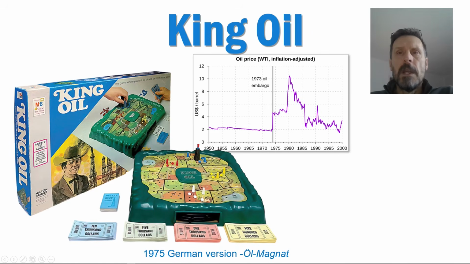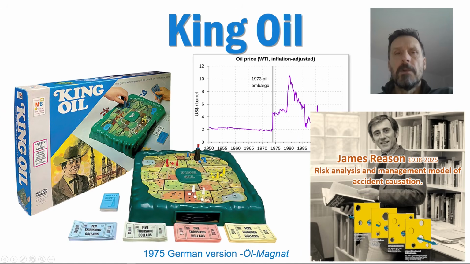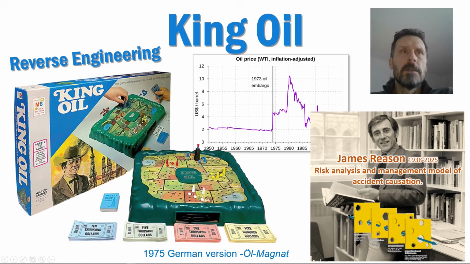On the surface, it's a game about buying land and drilling. The wildcatter who stays solvent longer than his opponent wins. But the game's brilliance is hidden inside a mechanism that accidentally models one of the most important aviation safety theories ever invented: James Reason's Swiss cheese model of aviation safety. In this video, I'm going to unpack King Oil's hidden secrets.